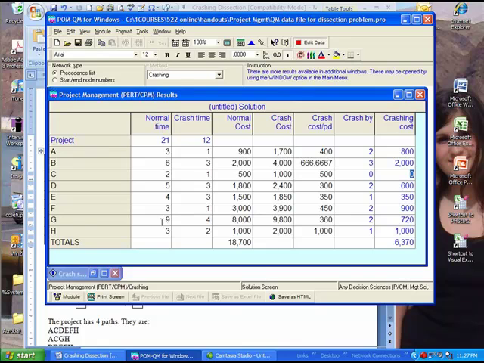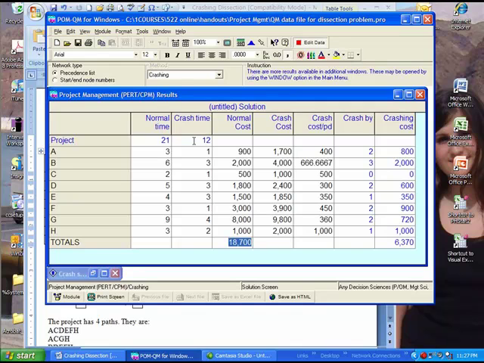Let's go to here. For instance, activity G normally would take 9 weeks, but I could do it in as low as 4 weeks. So there's 5 weeks of crashing that is allowed, but I will only need to crash it 2 weeks. 2 times 360 is 720. So to crash this project in 12 weeks, the cost of crashing only is 6,370. The normal cost is 18,700.